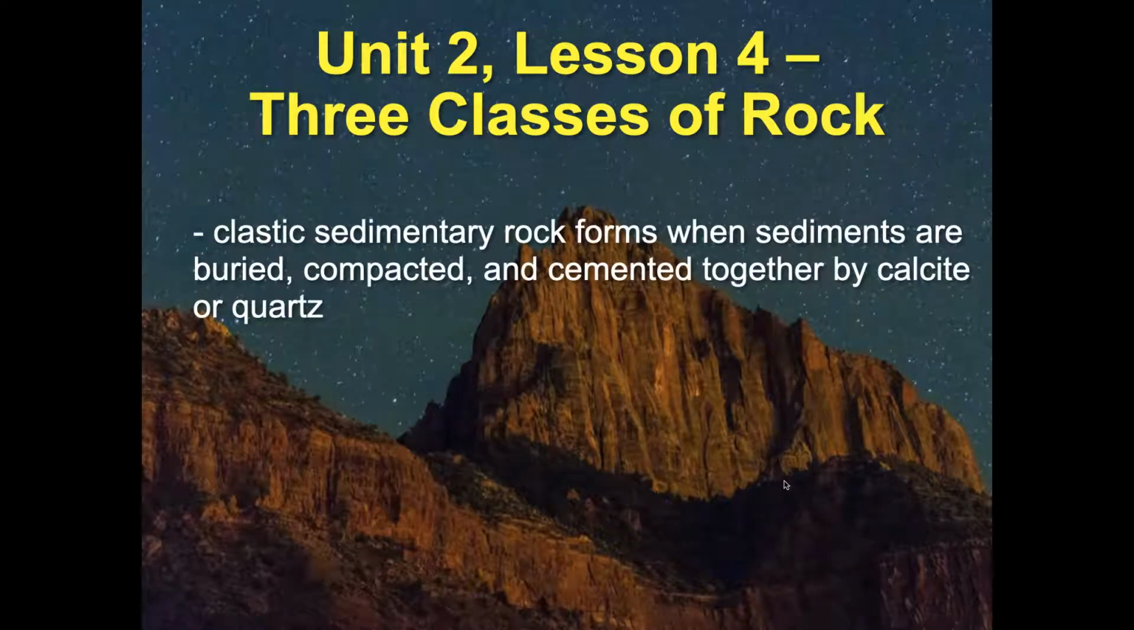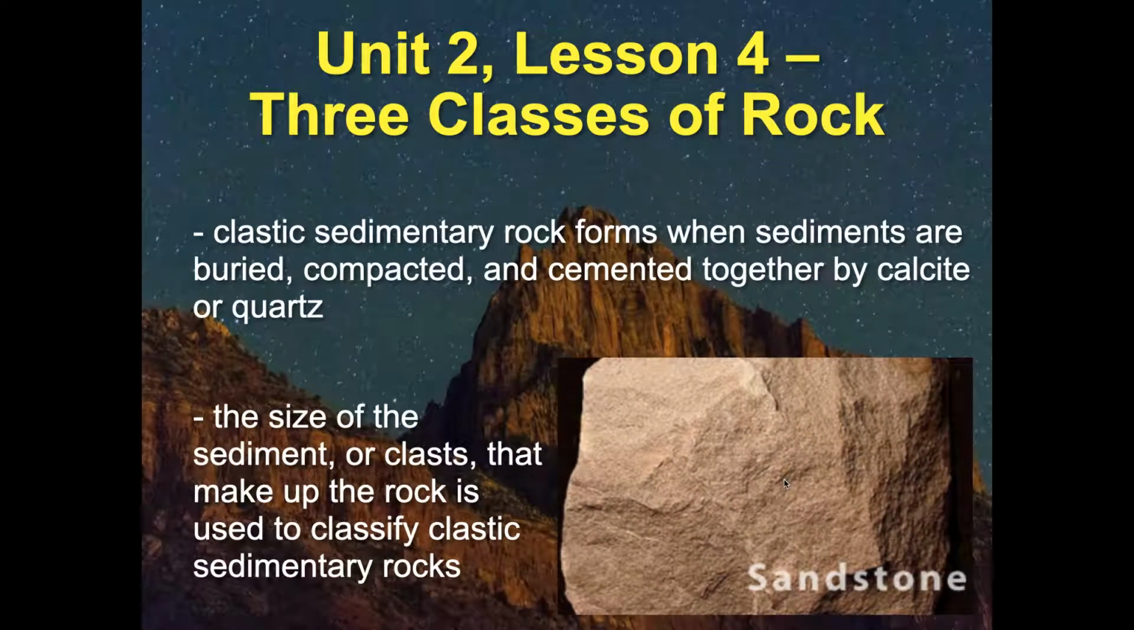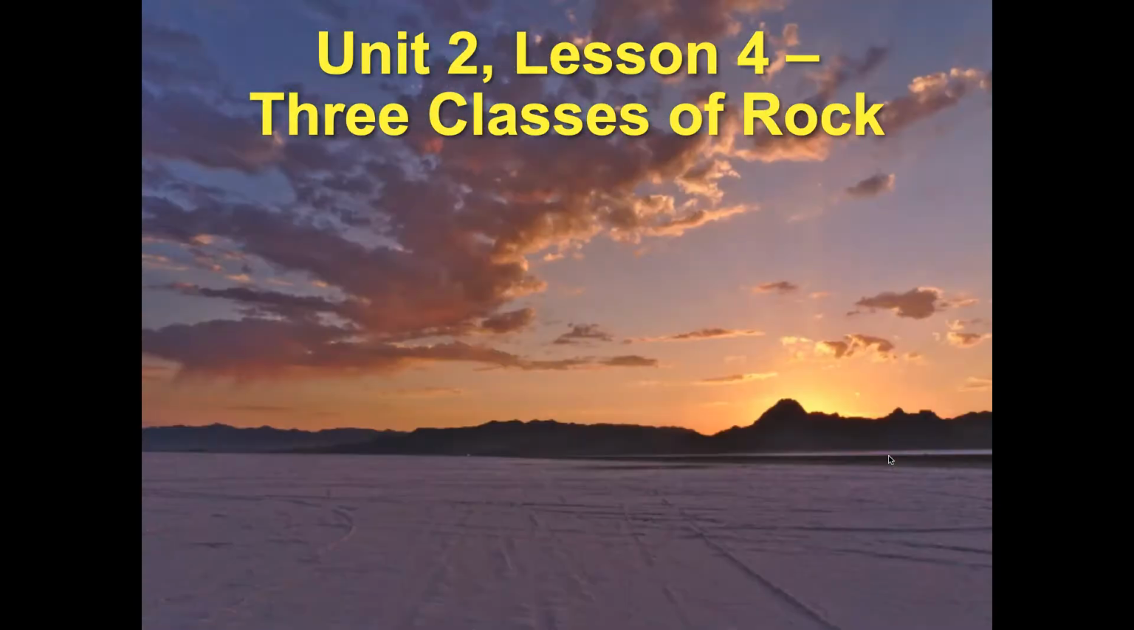All right, clastic forms in the traditional way, or what I think we would think of as how sedimentary rocks form. So the clastic sedimentary rocks form when sediments are buried underneath dirt or whatever, compacted, smushed together, or cemented together by something called calcite or by quartz. The size of the sediment that makes up the rock is used to classify these clastic rocks. We're not going to spend a lot of time on that.